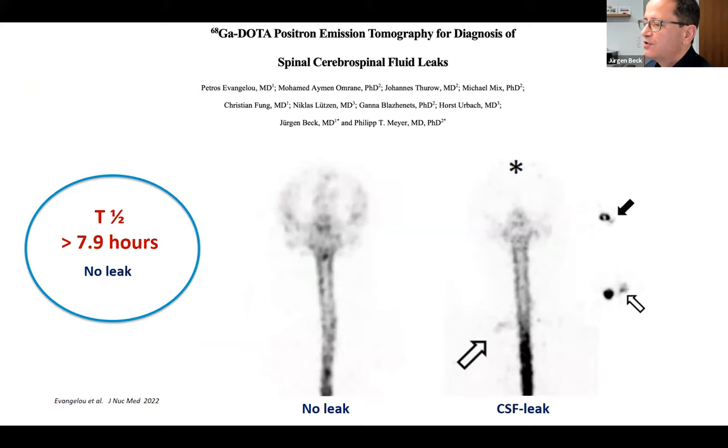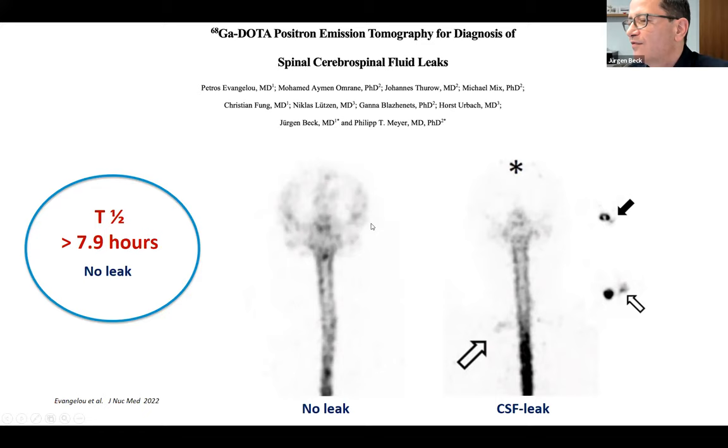And the very important message here is that it's not useful at all for finding the leak site, but it's probably a tool for the very tough patients where you have a high suspicion for having a CSF leak, but you don't know whether you should apply another round of neuroradiology workup with a lot of radiation. And if you have two signs, a half-life of the gallium less than 7 hours, you know there is a leak, or if larger than 7 hours, you are quite sure there is no leak.